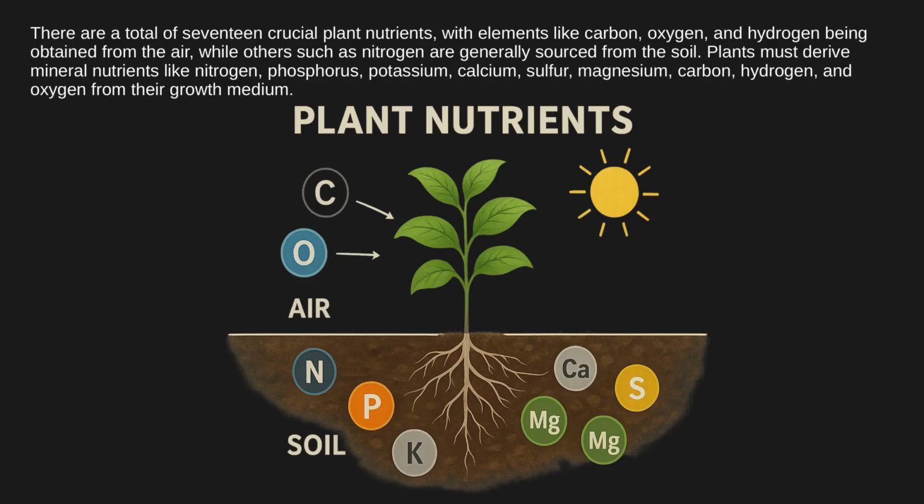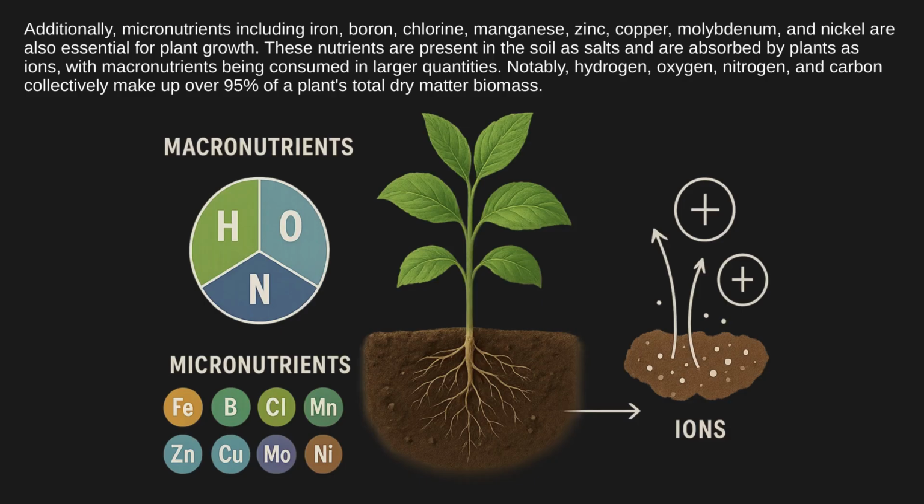air, while others, such as nitrogen, are generally sourced from the soil. Plants must derive mineral nutrients like nitrogen, phosphorus, potassium, calcium, sulfur, magnesium, carbon, hydrogen, and oxygen from their growth medium. Additionally, micronutrients including iron, boron, chlorine, manganese, zinc, copper, molybdenum, and nickel are also essential for plant growth.